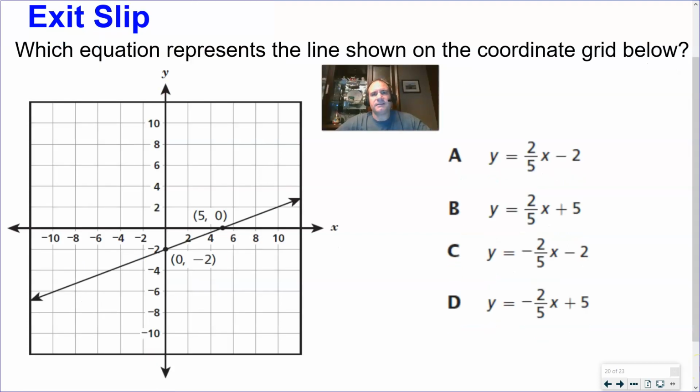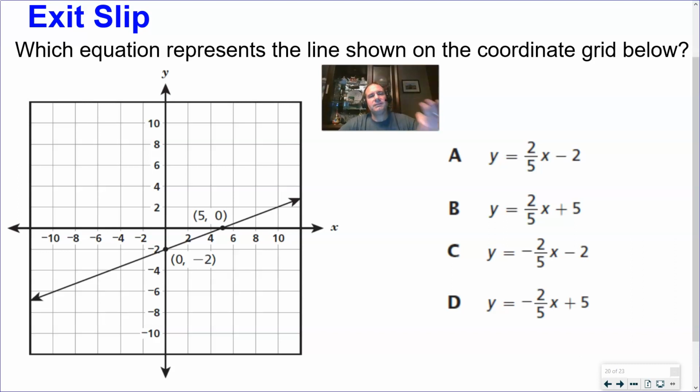So here's the exit slip, right? And this is an example of a question that you can see on a state exam or any kind of exam, a quiz. It's a nice question. It's multiple choice. Multiple choice means you can cancel out immediately just based on the y-intercept.